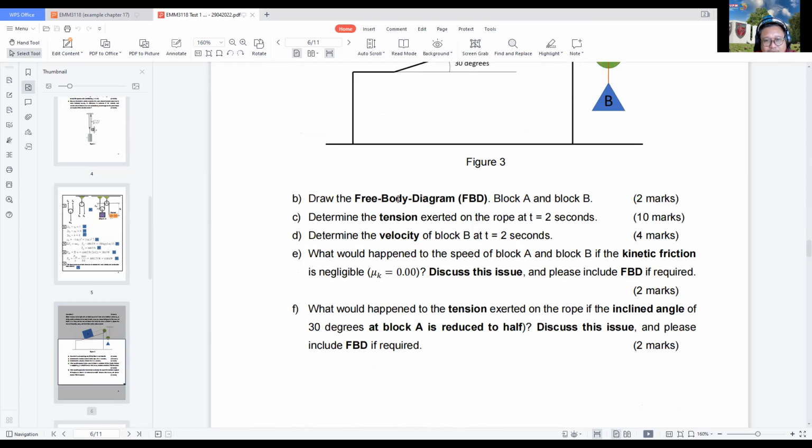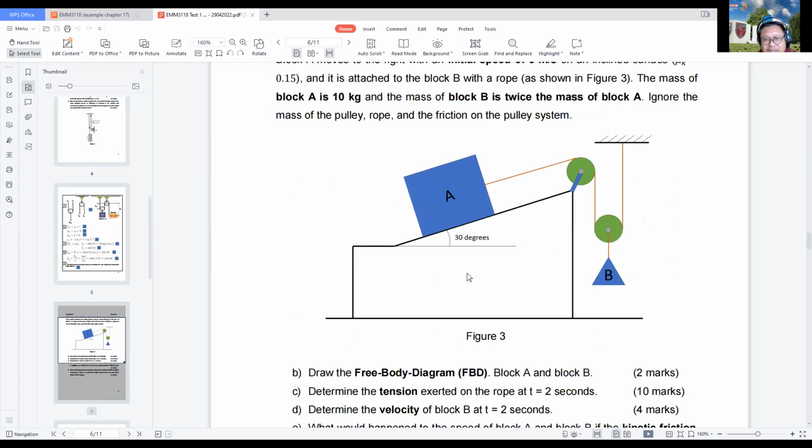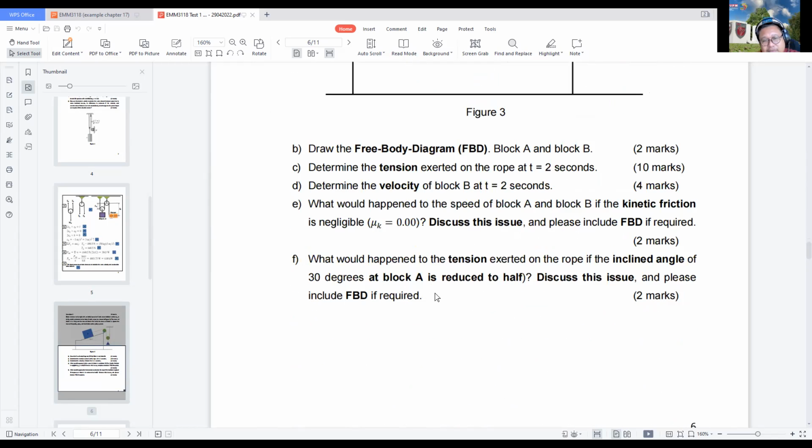So the first one, you need to draw the free body diagram, determine the tension on the rope, and determine the velocity. And then what would happen to the speed of block A and block B if the kinetic friction is negligible? So what happened to the speed of block A and block B if there is no friction at all? And then what would happen to the tension on the rope if the inclined angle at block A is reduced to half? So right now you have 30 degrees. So let's say it becomes 15. So what happened?